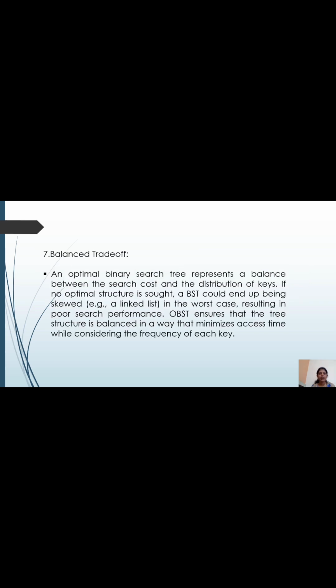Seventh one, balanced trade-off. An optimal binary search tree represents a balance between the search cost and the distribution of keys. If no optimal search is sought, a binary search tree could end up being skewed, for example, a linked list, in the worst case, resulting in poor search performance. An optimal binary search tree ensures that the tree structure is balanced in a way that minimizes access time while considering the frequency of each key.